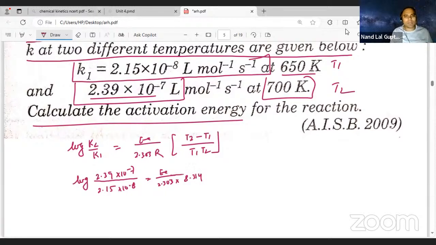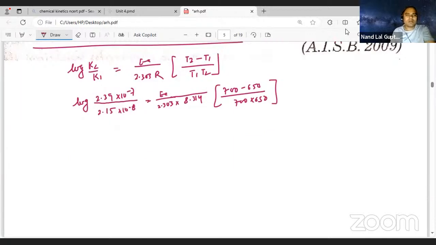8.314. Here you can write T2, 700 minus 650, divided by 700 multiplied by 650. Now we are going to divide this and see what value we get. 2.39 divided by 2.15. So this is the log, 1.11.